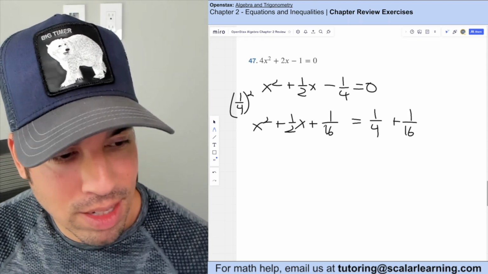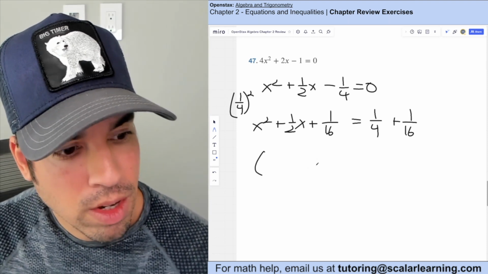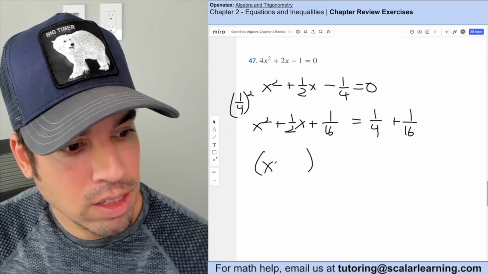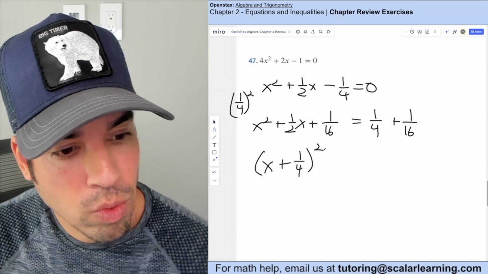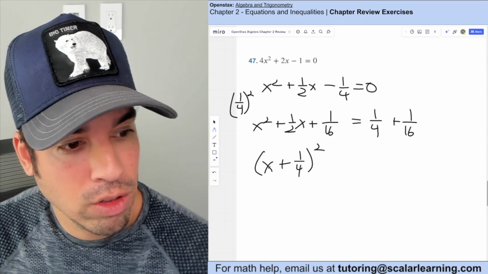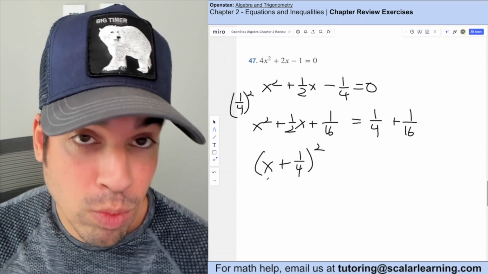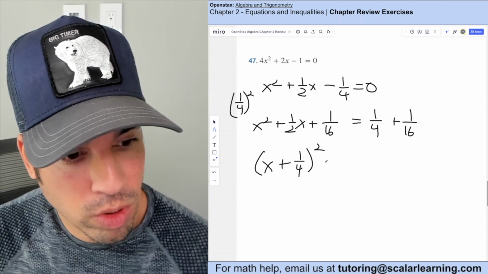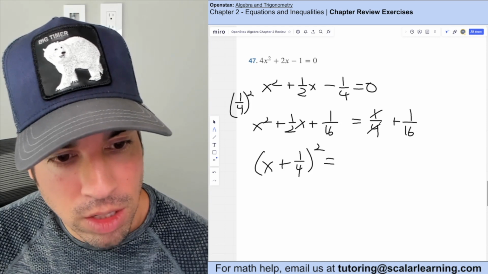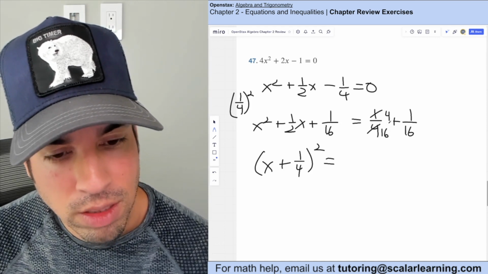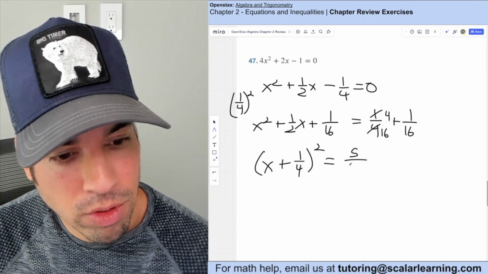This is pretty cool because now I've created a perfect square. This is x plus whatever value was here that we squared, 1/4 squared. If you FOIL this out, you'll get x squared plus 1/4 x plus 1/4 x, which gives you the 1/2 x plus 1/16. So that's what we wanted. Then we got 1/4 plus 1/16. Let's get common denominators. That becomes 4 over 16. So that becomes 5 over 16.